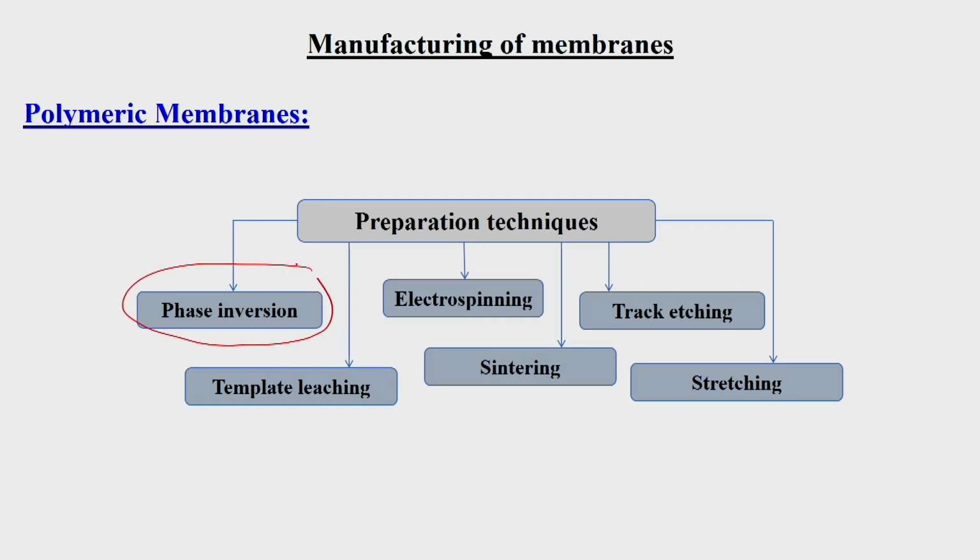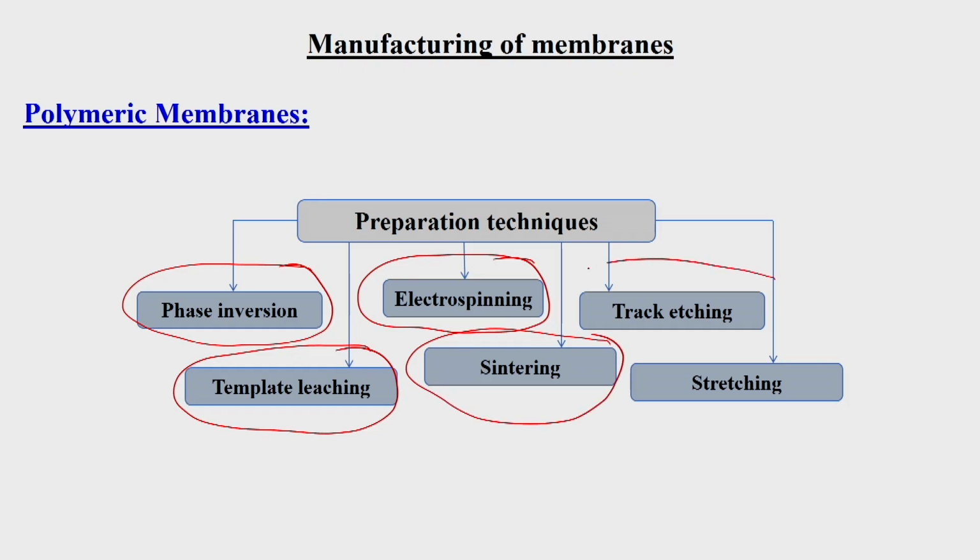One is the phase inversion technique, then another is template leaching, one process is electrospinning, another process is sintering, one process is track etching, and another process is stretching. Out of these, we will be discussing mostly the phase inversion technique and electrospinning processes, because these are widely used and new manufacturing processes, whereas template leaching, sintering, stretching and track etching are all well established.